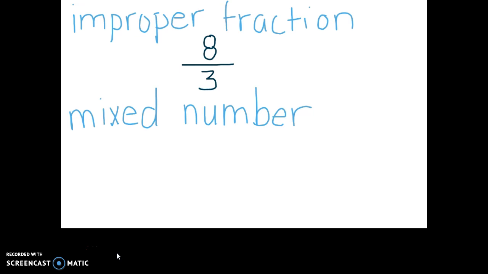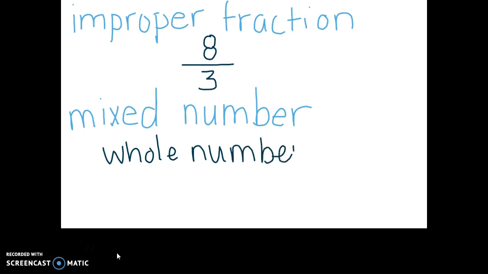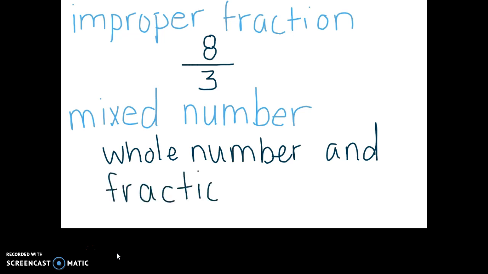Well, a mixed number is a mixed number because it has a whole number and a fraction. You should be writing these notes down in your math journal. An example of a mixed number would be a number like 2 and 4/5. The whole number is 2, and my fractional piece is 4/5.